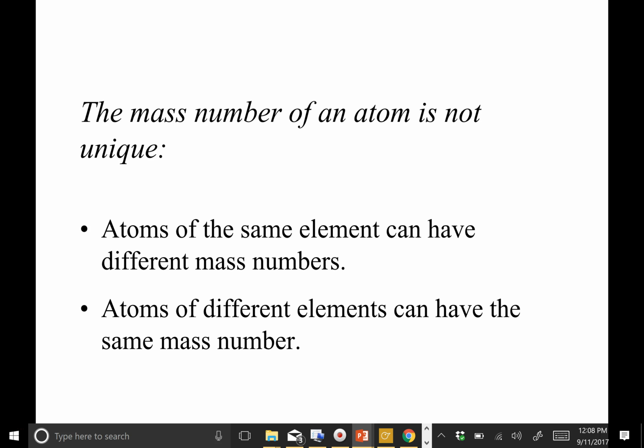Atoms of different elements, so they have different atomic numbers, can have the same mass number just by the makeup of neutrons. That's kind of neat.